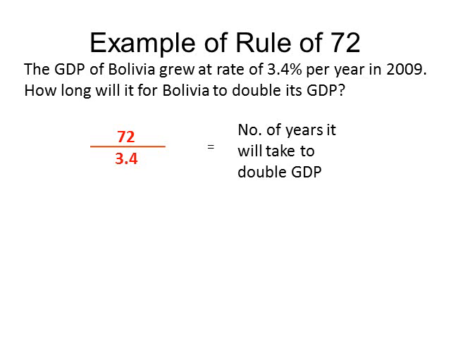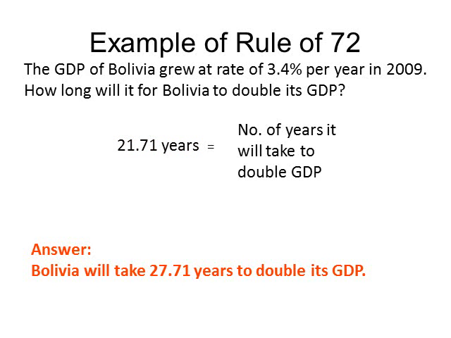Next, we'll divide 72 by 3.4. This tells us that it'll take about 21.71 years for Bolivia's GDP. So we're really saying close to 22 years for Bolivia to double its GDP. So the final answer is Bolivia will take 21.71 years to double its GDP.